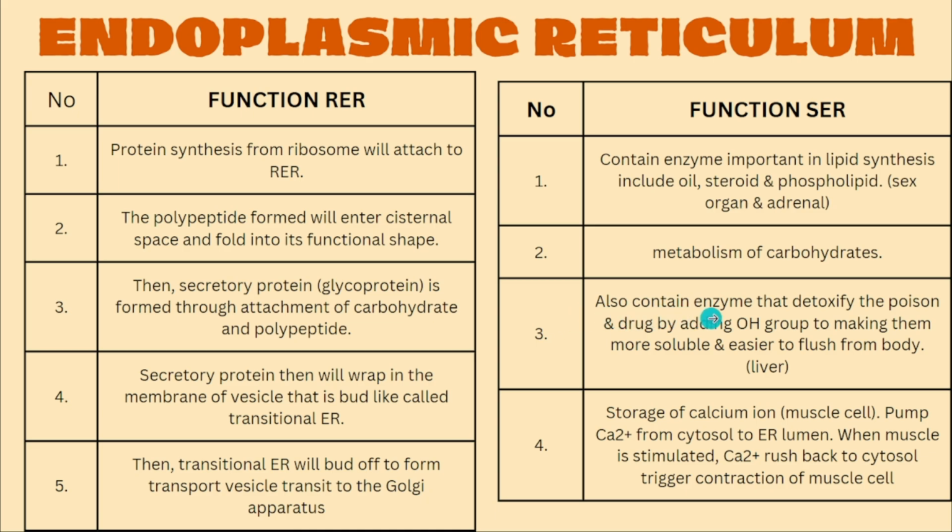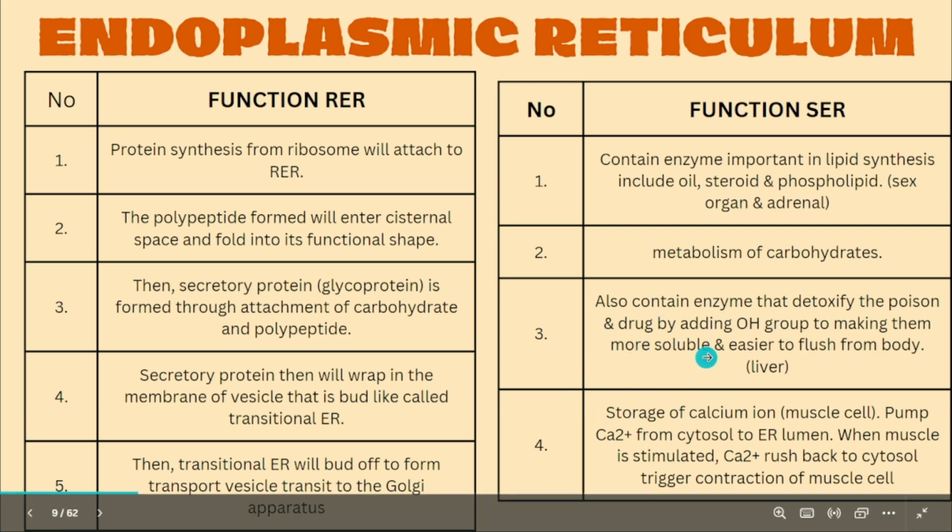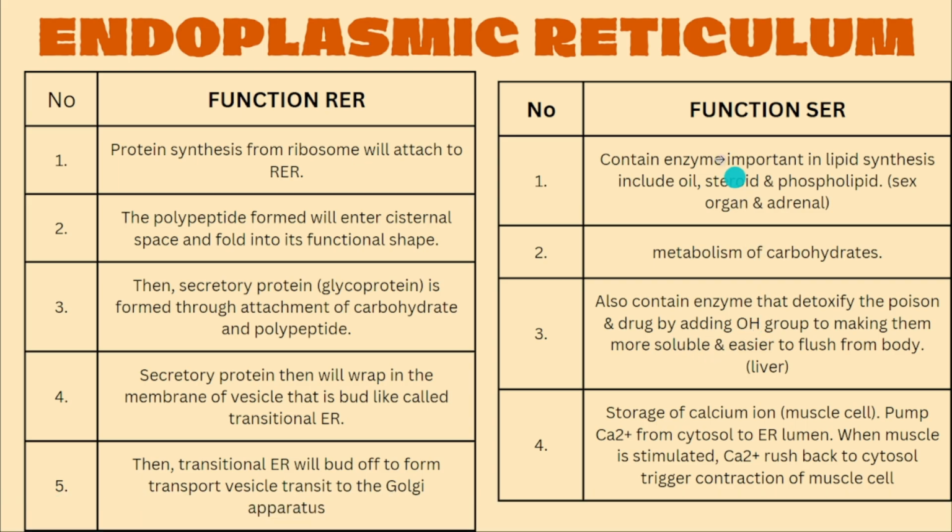And the third one is that it contains enzymes that play a role in detoxification of poison and drugs by adding the OH group to make them more soluble and easy to flush from the body. So this one occurs in the liver. The liver contains many SER to detoxify drugs and also alcoholic drinks.